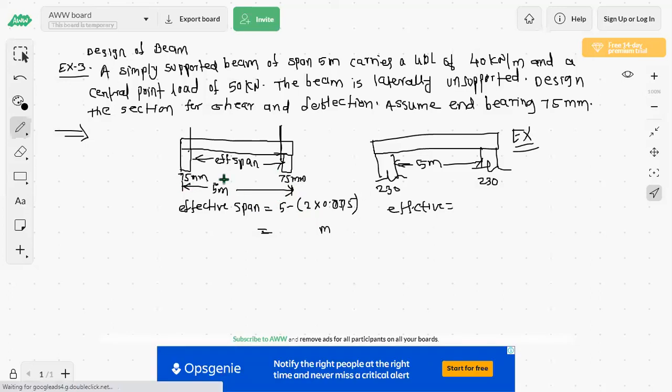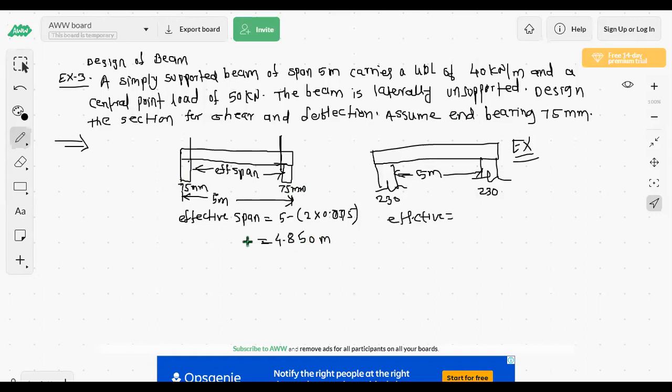By deducting the end bearings: 75 mm plus 75 mm means 150 mm we have to deduct. If we deduct 150 mm, it means 4.850 meter, correct? These are the end bearings, 75 mm each. The total span is given as 5 meter and we deduct the end bearings. So 4.850 meter is the effective span.